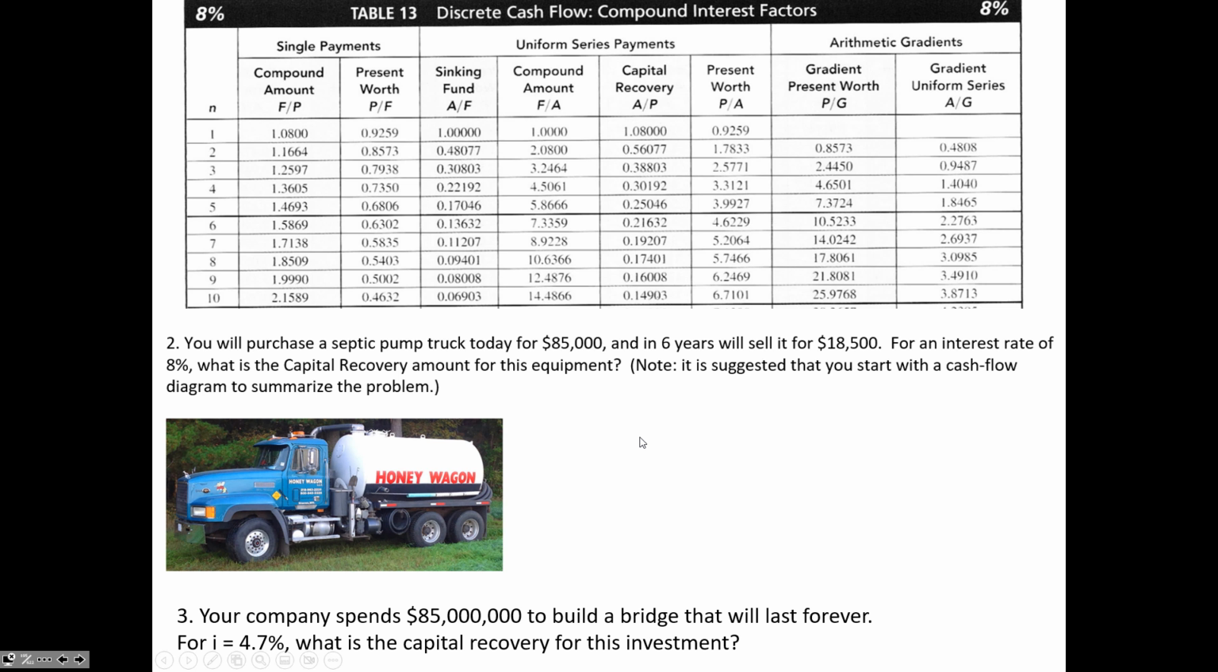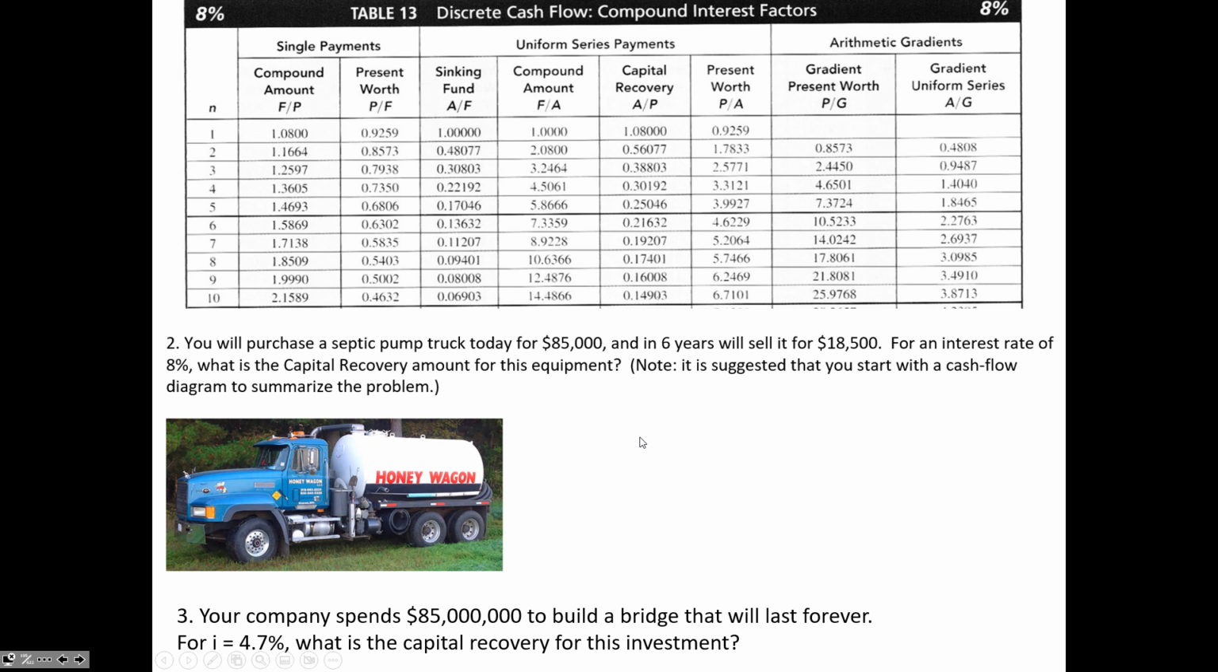And then we're going to combine it with find A given F. i equals 8%, N equals 6. So we're going to take this to the annual series, multiplied by 18,500, but that's positive because it's a revenue. So the difference between the inflow and the outflow is the capital recovery.